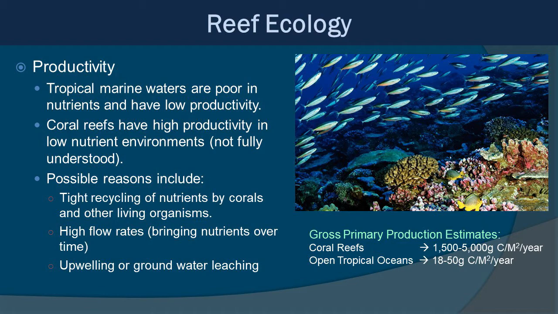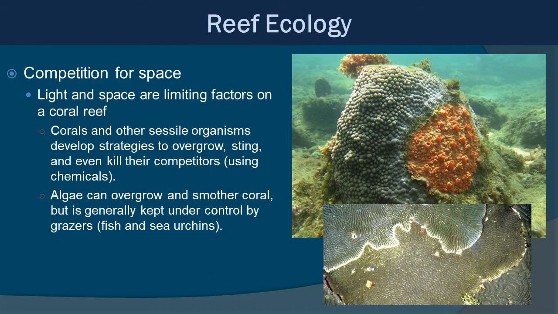Competition for space is actually quite fierce on a coral reef. Light and space are limiting factors on a coral reef. Corals and other sessile organisms develop strategies to overgrow, sting, and even kill their competitors using various types of strategies, including chemicals and sting cells and all sorts of things. Now, algae can overgrow and smother a coral as well, but is generally kept under control by grazing animals such as fish and sea urchins.